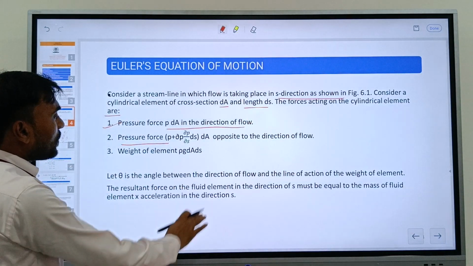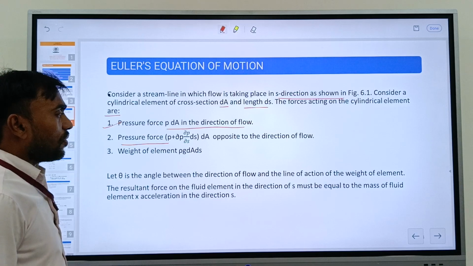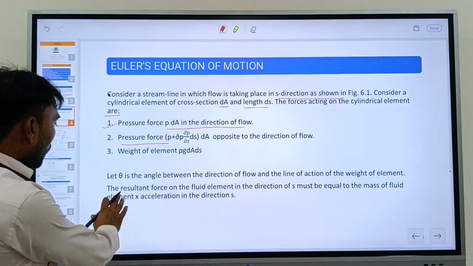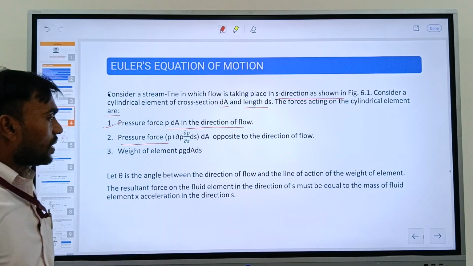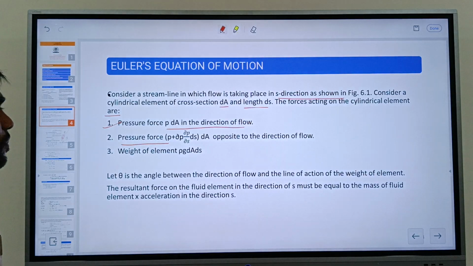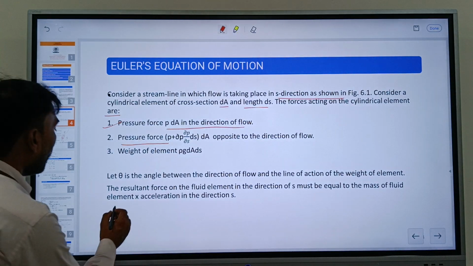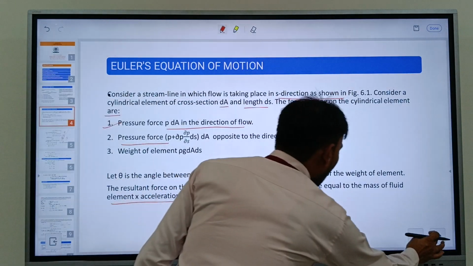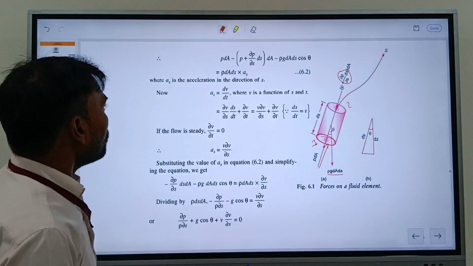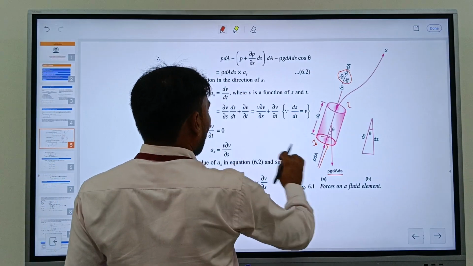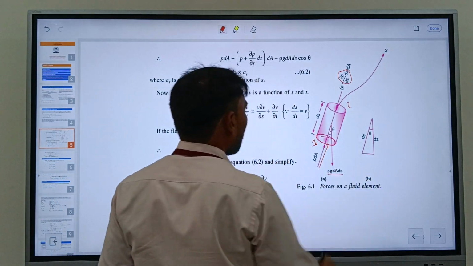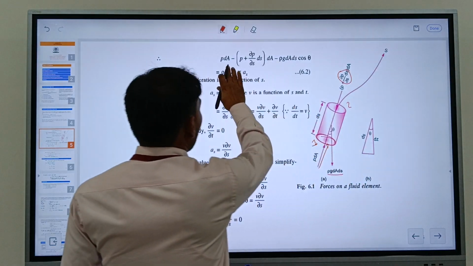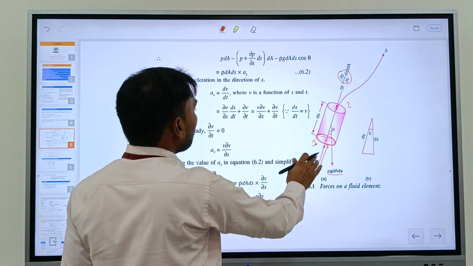Now theta is the angle between the direction of flow and the line of action of the weight of the element. Then the resultant force on the fluid element in the direction of s must be equal to the mass of the fluid element times the acceleration in the direction s. Therefore, the resultant force in this direction, that is the direction of flow, will be equal to... so what will be the resultant forces?